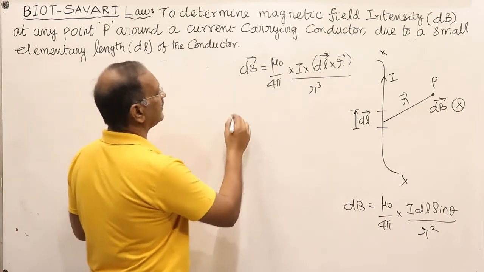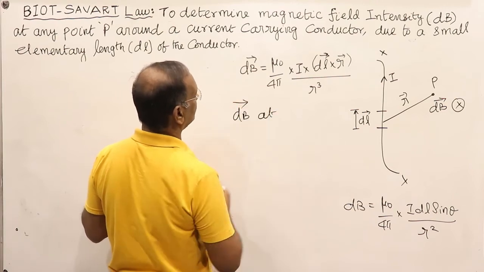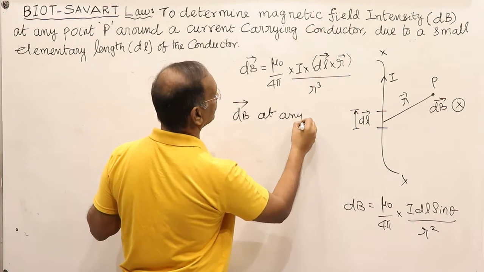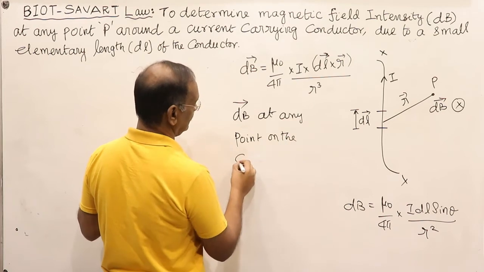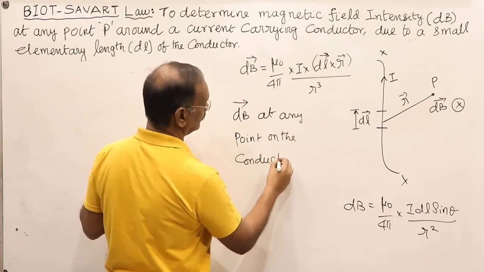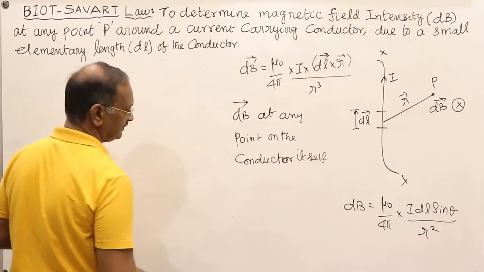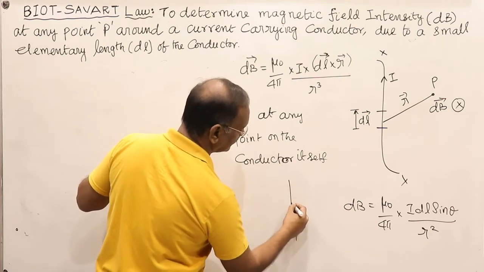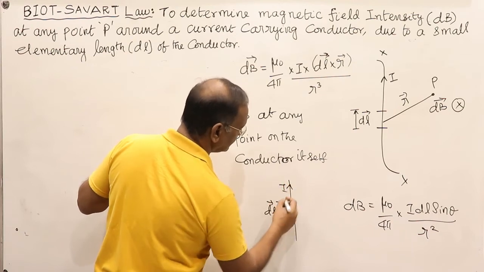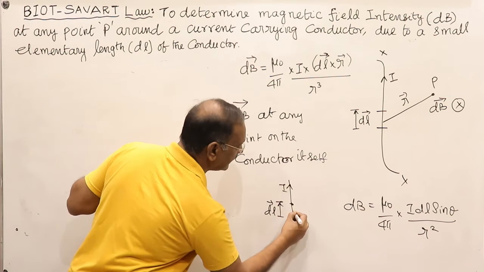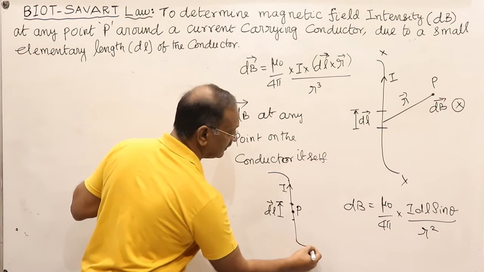Now let us find out the magnetic field produced at any point on the conductor itself. That is very simple. See, this is the conductor, this is the dl vector, and current is flowing. So dl vector will be in this direction at any point. P is at any point on the conductor.